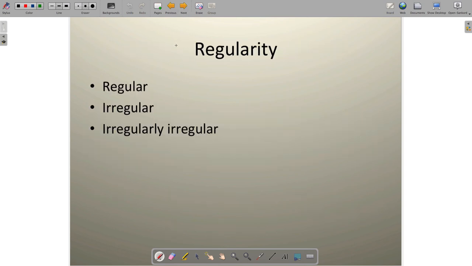All right, next thing we want to look at is the regularity of the rhythm. And here are the possibilities. You can have a regular rhythm, meaning that everything marches out. So if you were to have QRS complexes on that rhythm, the distance between these QRS complexes, not this one, would be exactly the same.